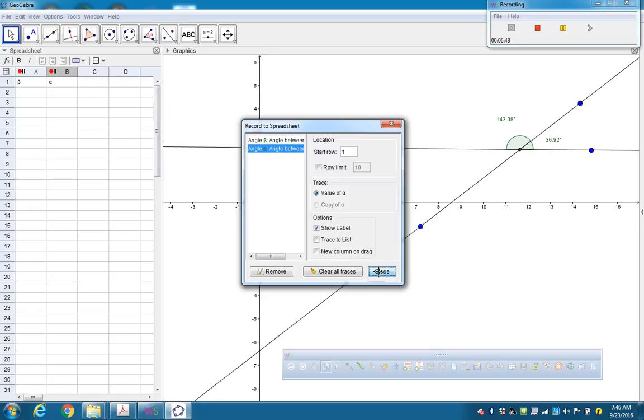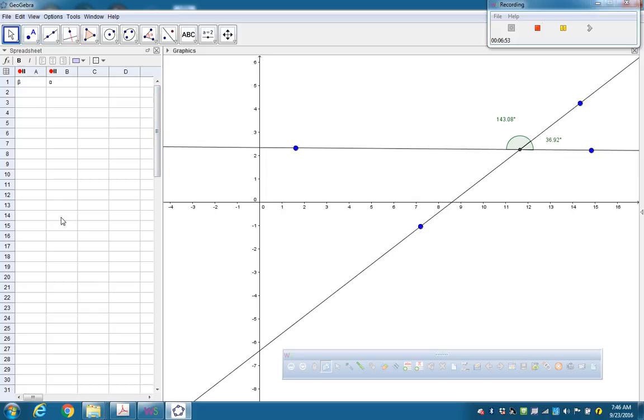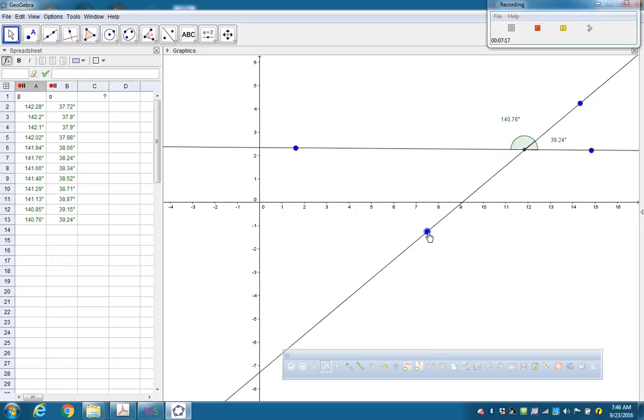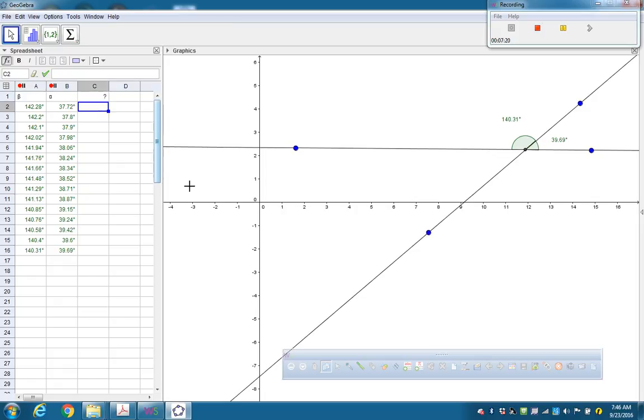Okay? And then the cool thing is you could have the spreadsheet do this. If I go to C, and I click on f of x, and I go to this thing, sum, it adds up those two angles. Let me see if that works. But first, I think you have to drag this around. Oh, never mind. So what I did, I just dragged my angle around. That's where all those different numbers come from. But I could sum those angles up to see if they really are 180.